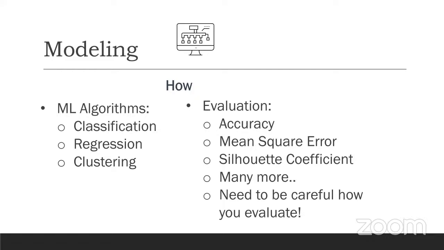Evaluation. How do you evaluate? For example, with classification, you use accuracy. Okay? You don't do that with the regression. You do it with classification. With regression, you use the mean square error. And then for clustering, there are many ways. One of them is the silhouette coefficient. Okay? Usually you also look at the elbow method, they call it. Okay? So there are many more.